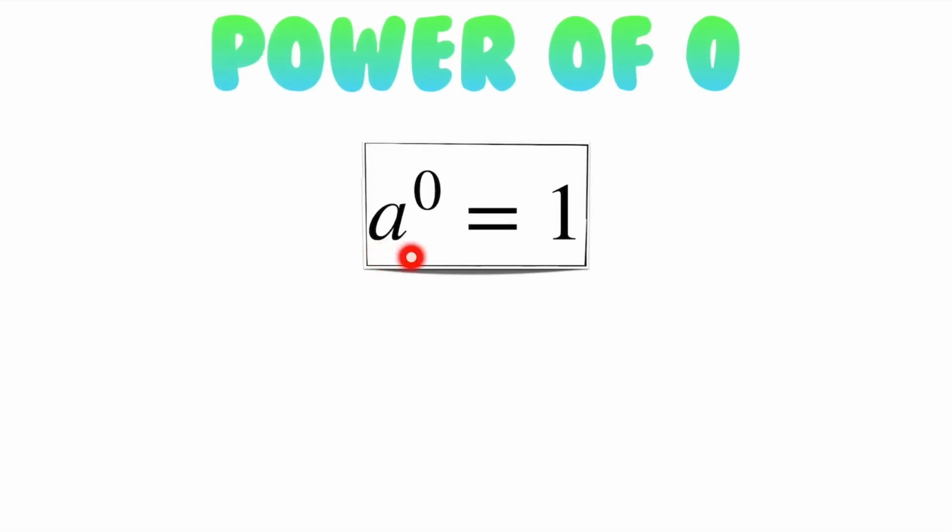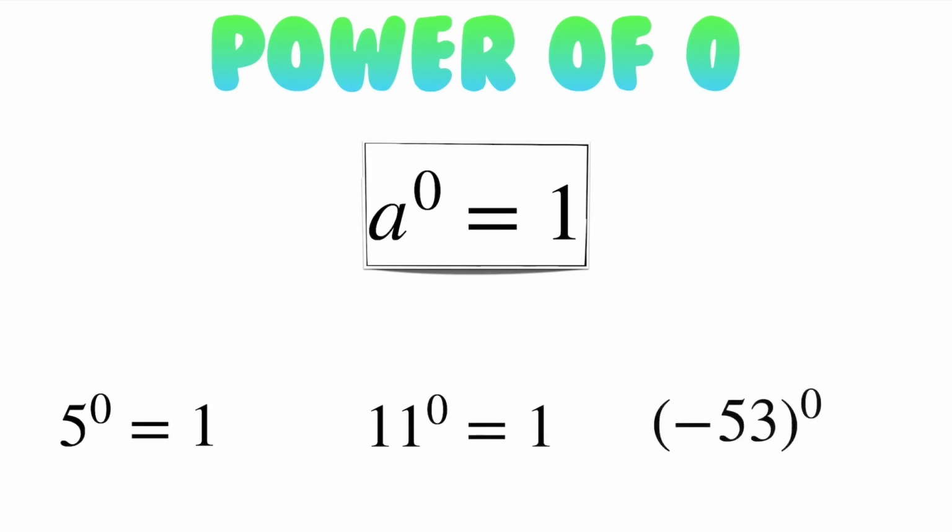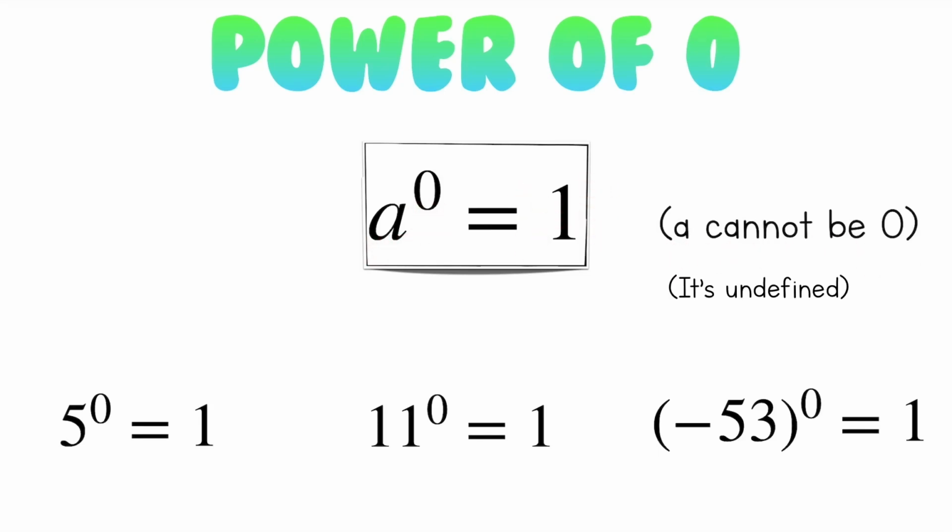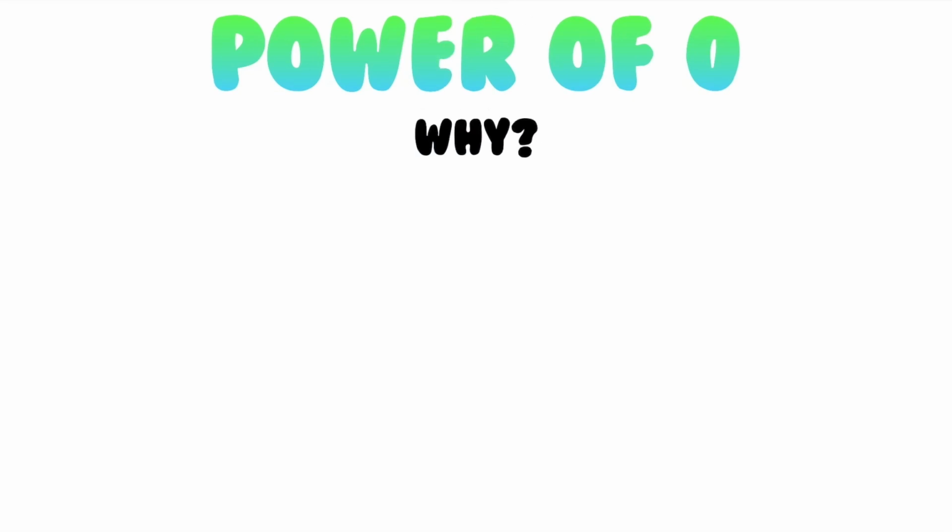Power of 0. And basically anything to the power of 0 is just 1. So 5 to the power of 0 is 1. 11 to the power of 0 is 1. And negative 53 to the power of 0 is 1. What a surprise. And also, 0 to the power of 0 is not 1. Okay, it's not 1.